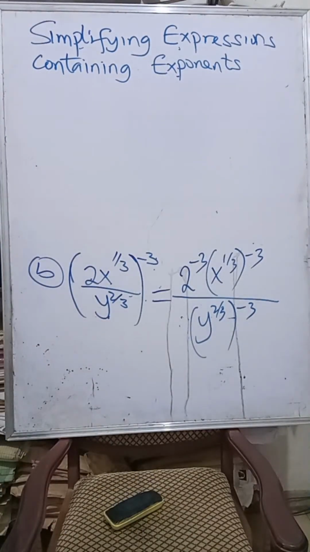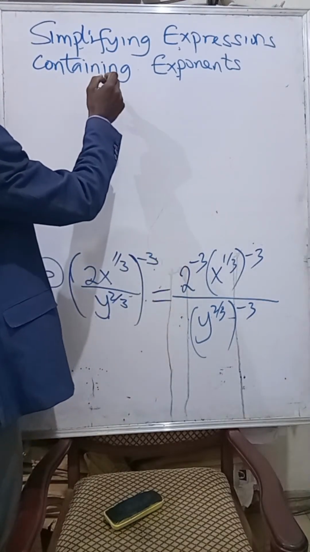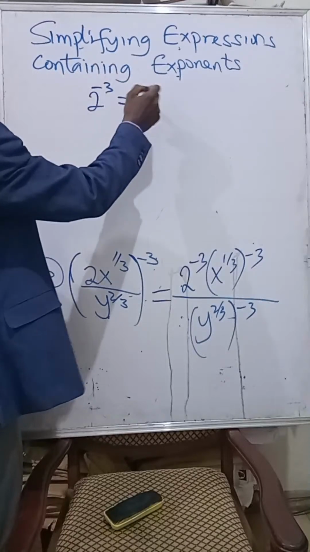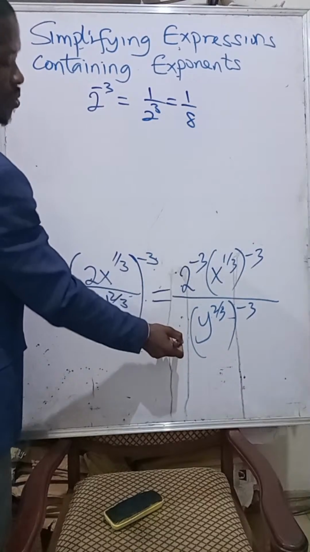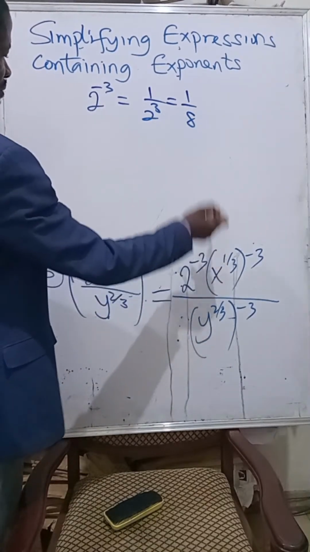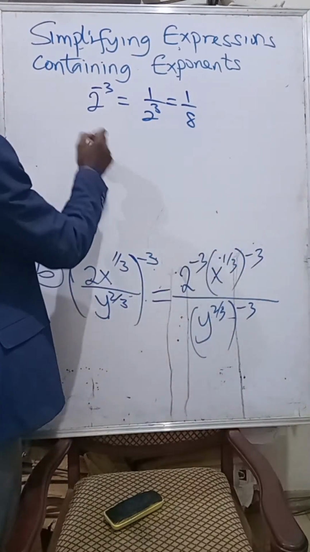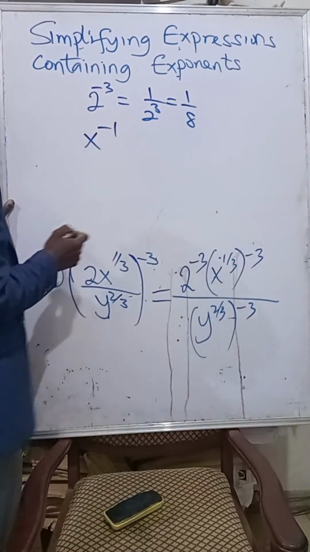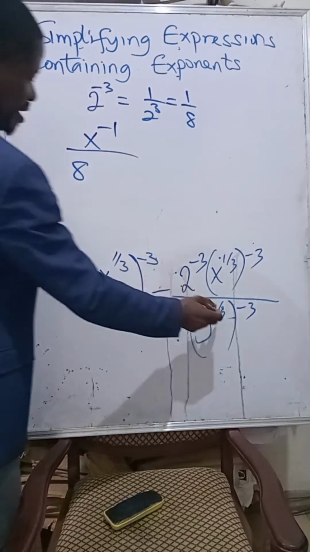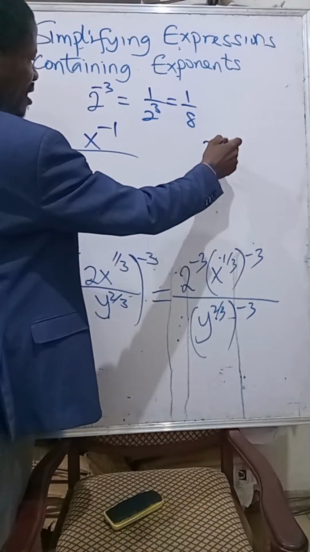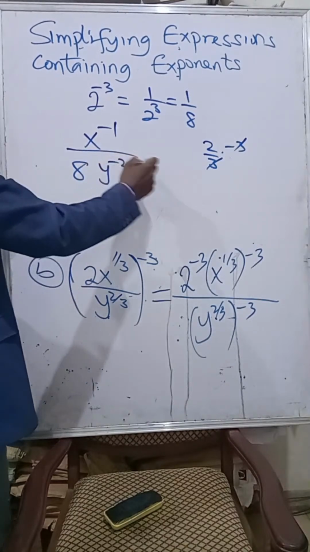So that will be equal to 2 to the power minus 3. That will be, this minus is 1 over 2 to the power 3, which is 1 over 8. So it will go down. So this one will also be 1 over 3 times minus 3. That's x to the power minus 1 over 8. Okay. 2 over 3 times minus 3. So that's minus 2. So y minus 2.